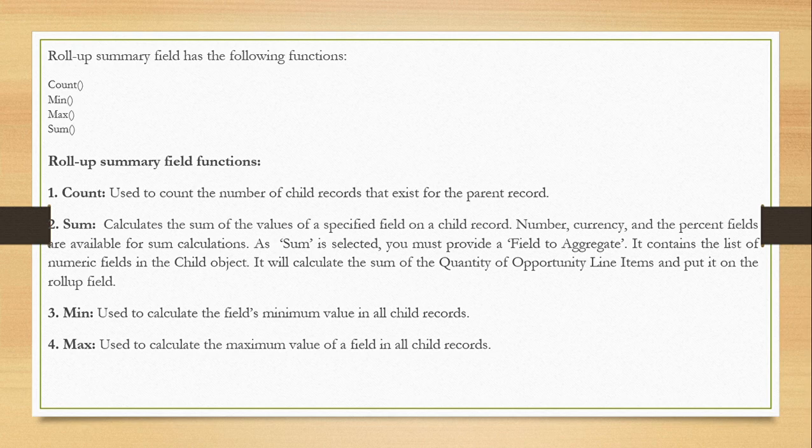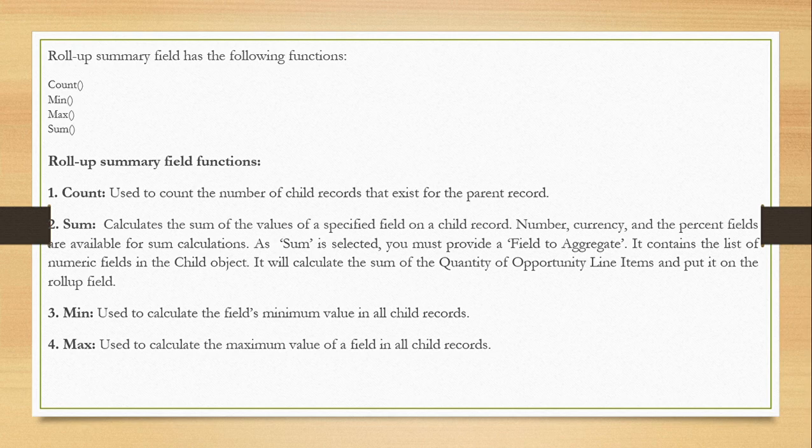So what are the functions? Count is used to count the number of child records that exist for a parent record. Sum calculates the sum of the values of a specified field on the child records; number, currency and percent fields are available for this calculation. As sum is selected, you must provide a field to aggregate. It contains the list of numeric fields in the child object. It will calculate the sum of the amount of the opportunity line item put on the roll-up field.